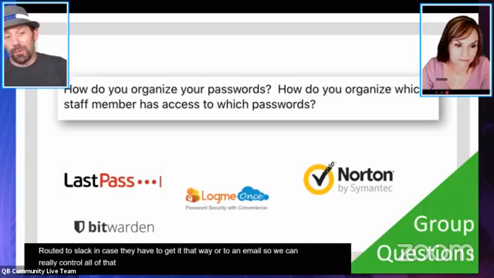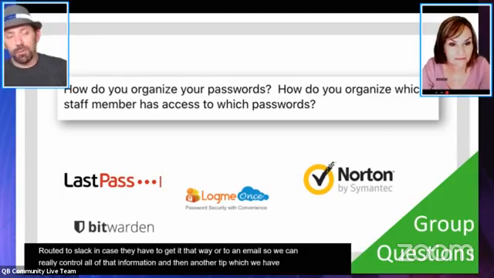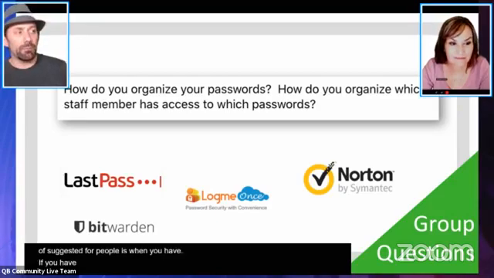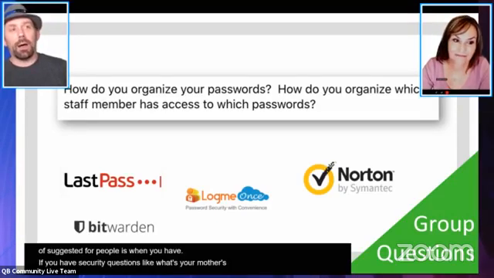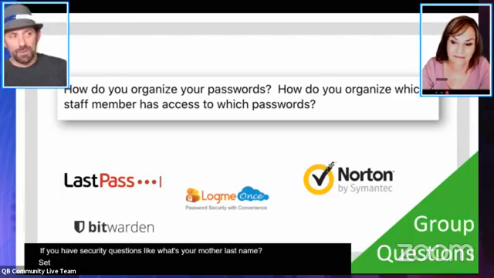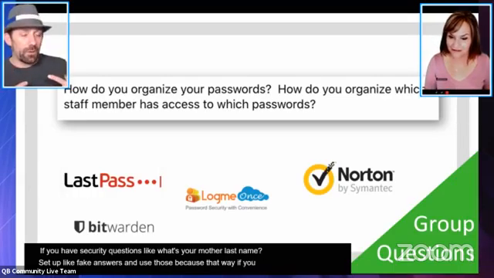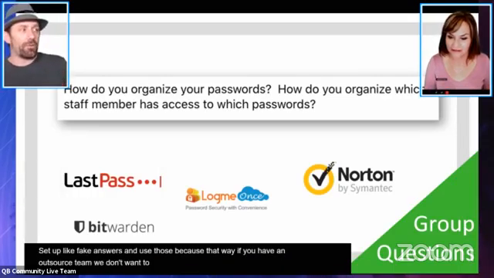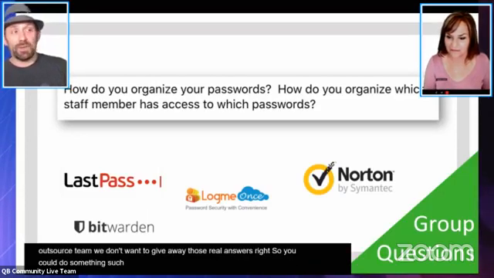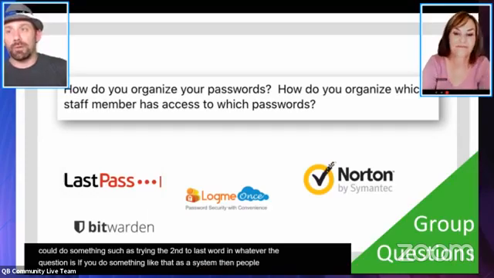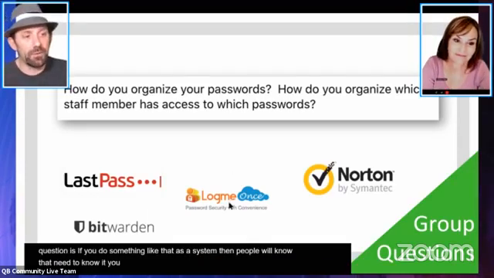And another tip, which we have suggested for people, is if you have security questions like what's your mother's last name, set up fake answers and use those. That way, if you have an outsourced team like we do, we don't want to give away those real answers. You could do something such as using the second to last word in whatever the question is. If you do something like that as a system, then the people who need to know it will know it, and you can navigate through this multi-factor authentication world.